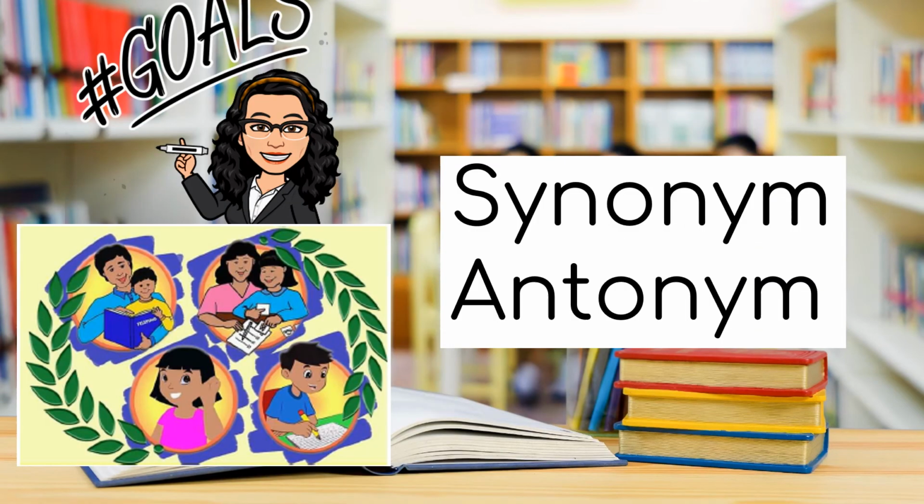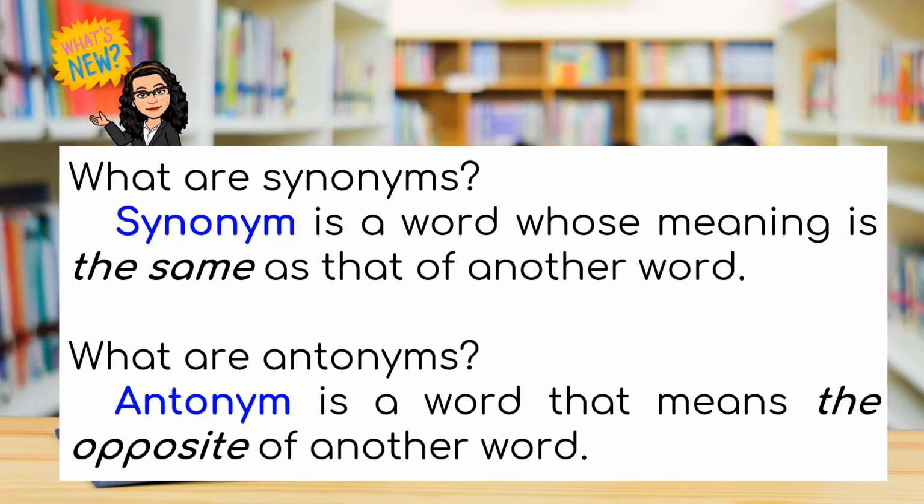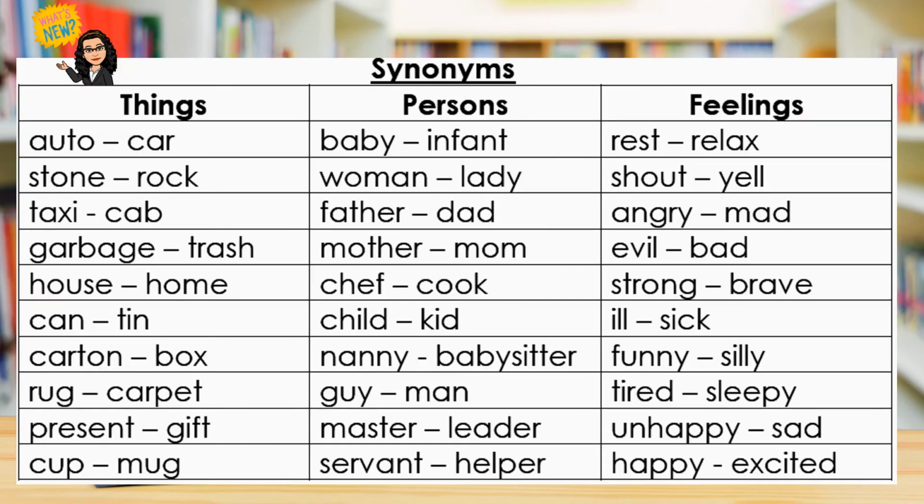Very good. Now, we will discuss what are synonym and antonym. What are synonyms? Synonym is a word whose meaning is the same as that of another word. Synonym, the same. What are antonyms? Antonym is a word that means the opposite of another word. Antonym, opposite.